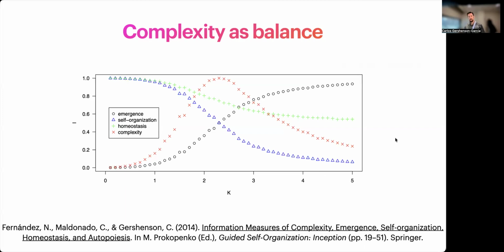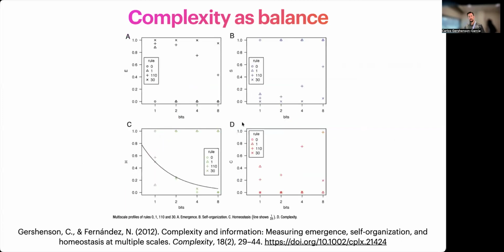Let's say we can also measure at different scales. So here are different elementary cellular automata. These are rules belonging to each of the 4 classes proposed by Wolfram. So rule 0, 1, 110, and 30, which would be class 1, 2, 3, and 4. And then here we plot emergence of organization, homeostasis, and complexity at different scales.